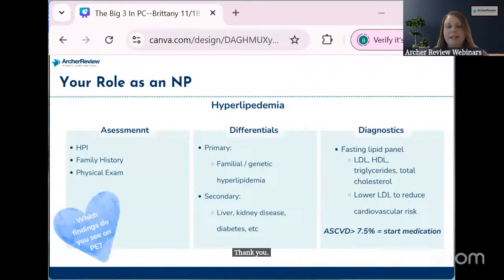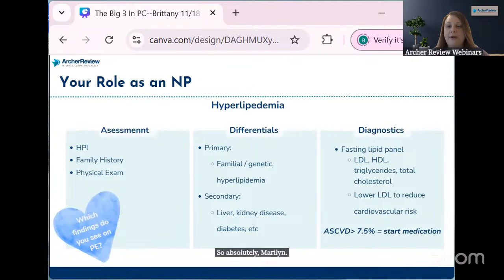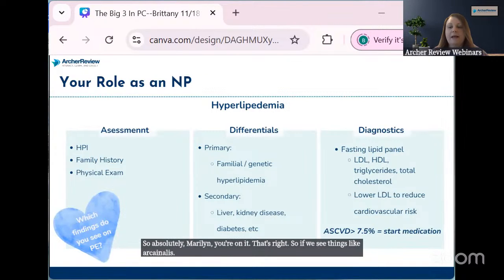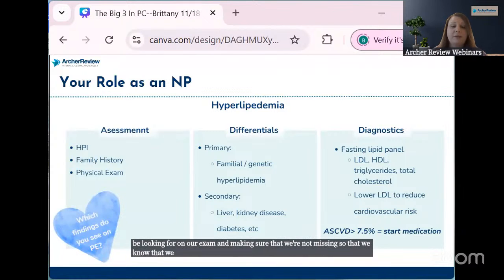Yes, Sam, absolutely. It's great to get a baseline. If a patient struggles with anything, it's good to get a baseline on your patients. Absolutely, Marilyn, you're on it. That's right. If we see things like arcus senilis, absolutely. What about high blood pressure? What about obesity? What about those yellow deposits on their eyes? Any of these things we definitely want to be looking for on our exam and making sure we're not missing, so that we know we might need to order a lipid panel.